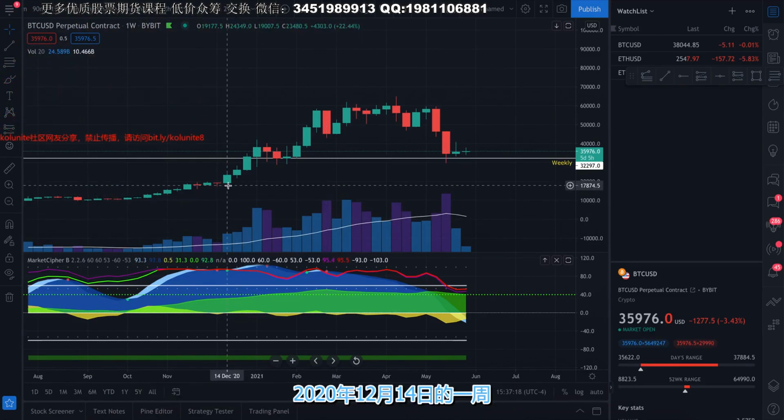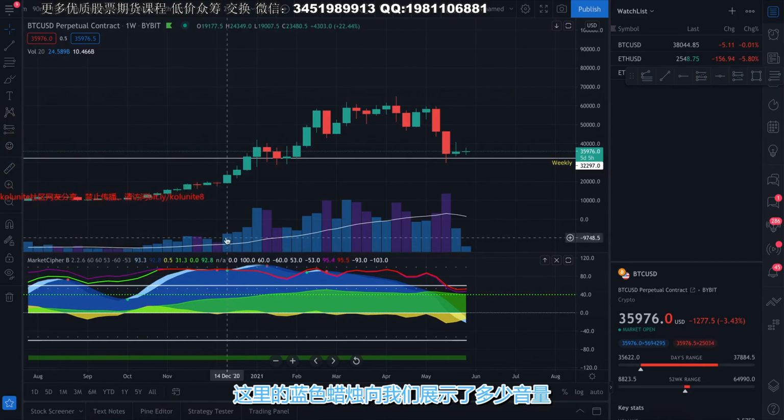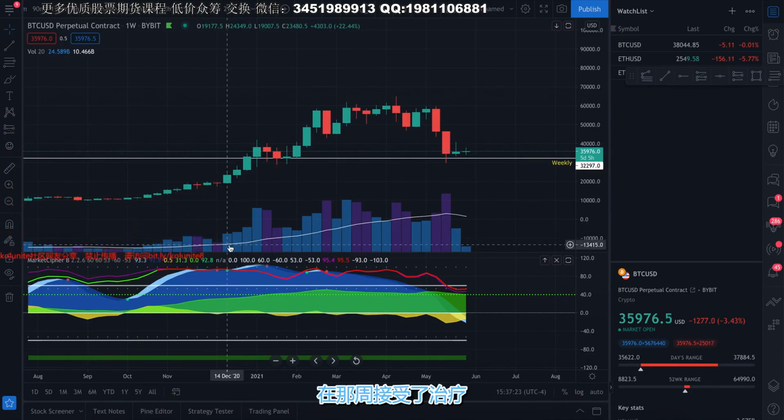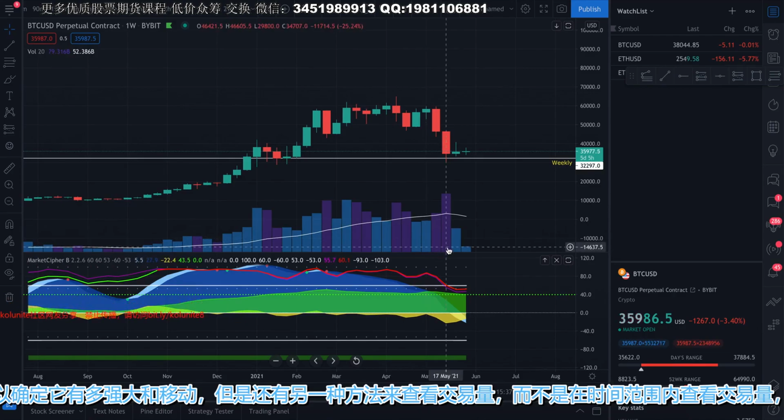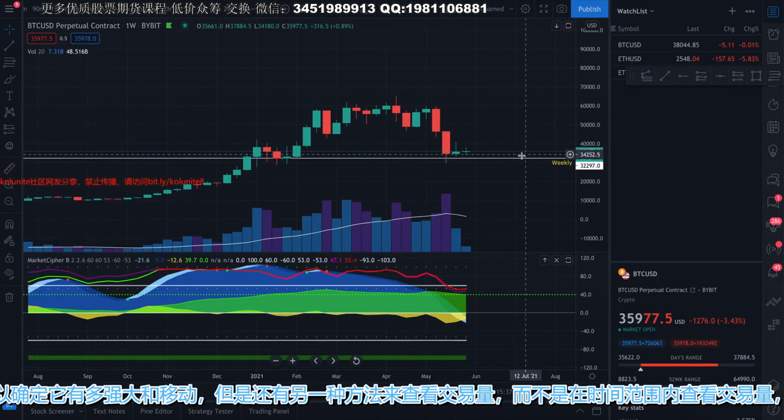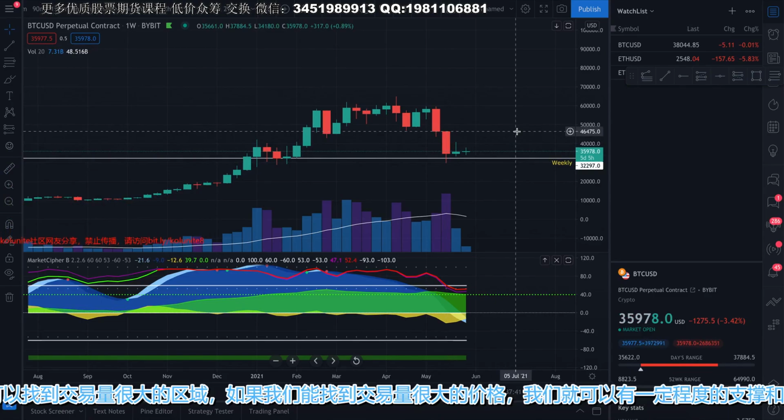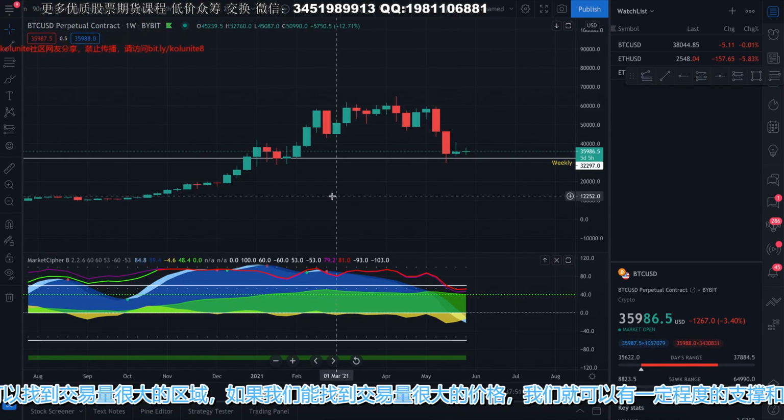Or back here, the week of December 14, 2020, this blue candle right here was showing us how much volume was traded during that week. Now, these candles are important, and we'll get into them more later for determining how powerful a move is going to be. But there's another way to look at volume. Instead of looking at volume in the scope of time, we can look at volume in the scope of price. How much volume was traded at, let's say, this price, $46,475. And if we can find a price where a lot of volume was traded, we can then have a level of support and resistance.